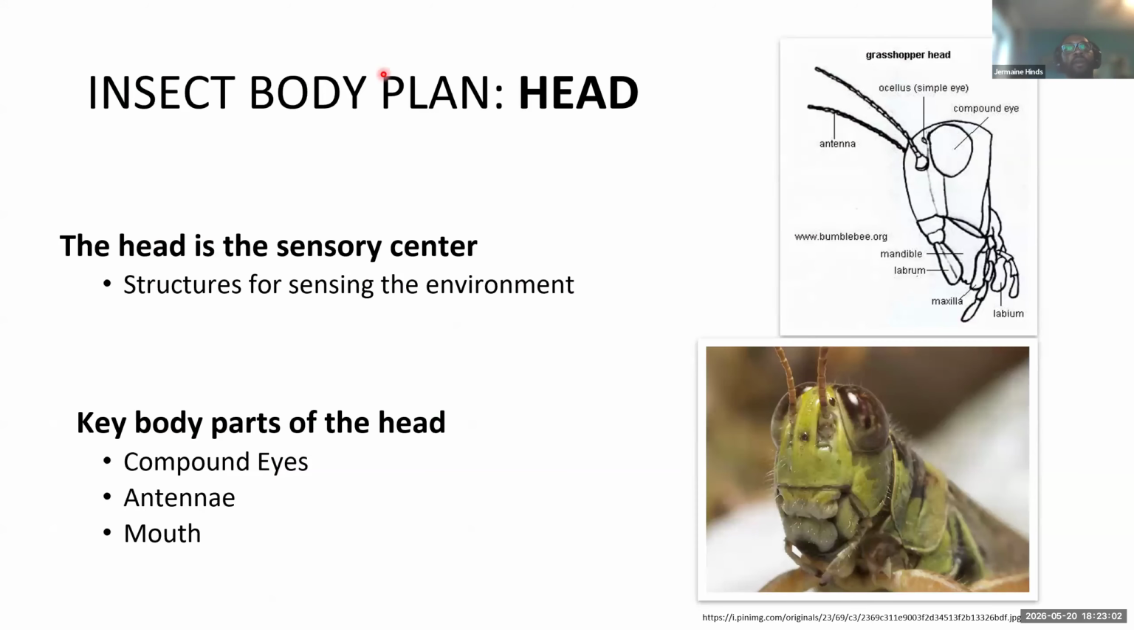All right, so time to talk about insect anatomy. We talked about the insects having three different parts of the body. The head is the sensory center. So it has structures for sensing the environment: seeing, tasting, smelling, communication, things like that. The key parts of the head are the compound eyes, the antennae, and then the mouth.